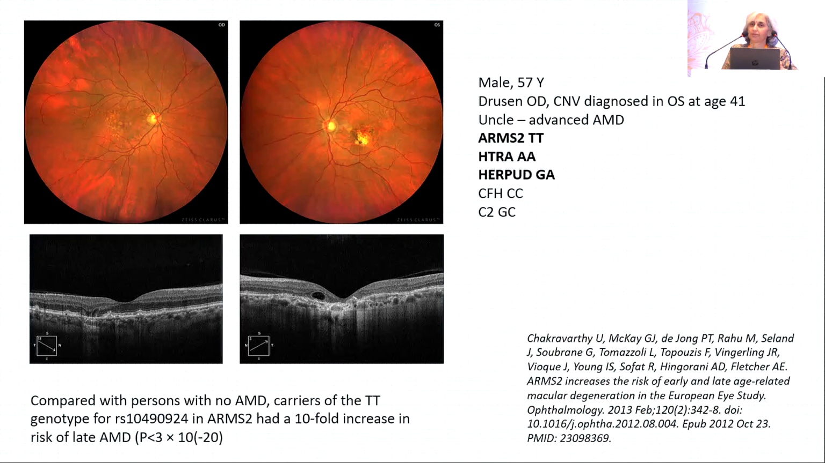This is one of my patients whom I diagnosed choroidal neovascular membrane in the left eye at the age of 41. I noticed he had drusen in the right eye. He's now 57 years old, and this was his fundus picture a couple of months ago. We had a project running on genotype in patients with AMD, and this actually was his genotype. He was homozygous for the ARMS2 gene, the HTRA gene, and the CFH gene, and the C2 gene. Why is it important? Because these are all risk factors.